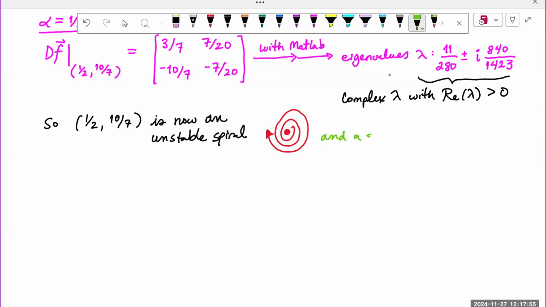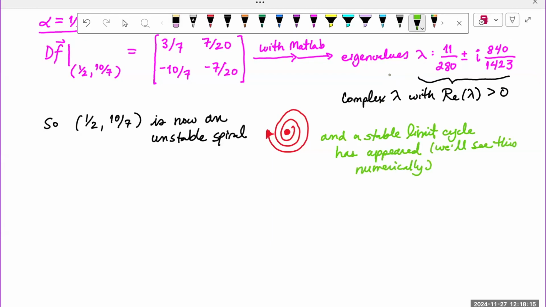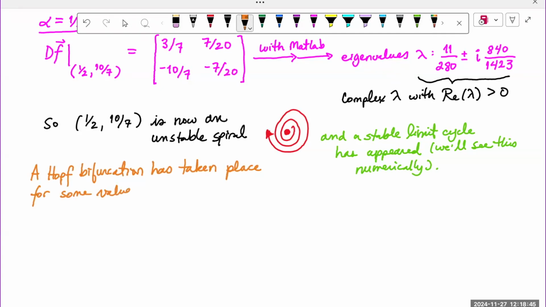The other thing that's happening that I'm not going to take the time to show you analytically, but I will show you numerically, is that this unstable spiral is actually converging toward a stable limit cycle. That means that somewhere between the stable node and the unstable spiral, a Hopf bifurcation has taken place.